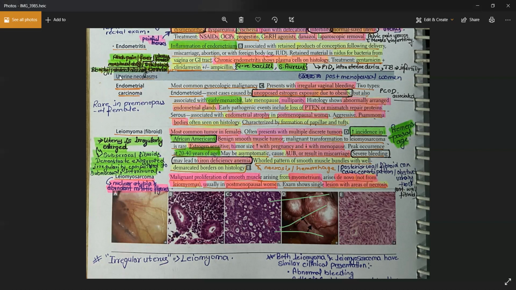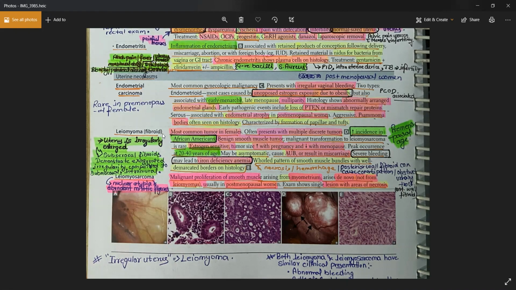Okay, so that was about the endometrial cancer. Any doubt? No, thank you. Okay.